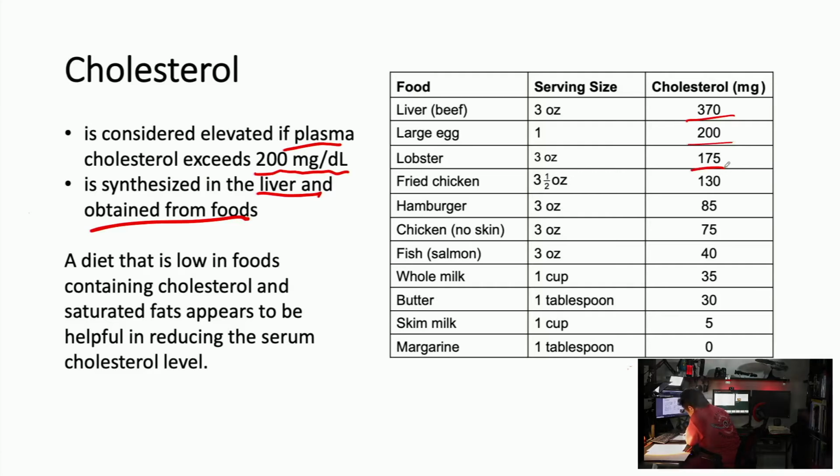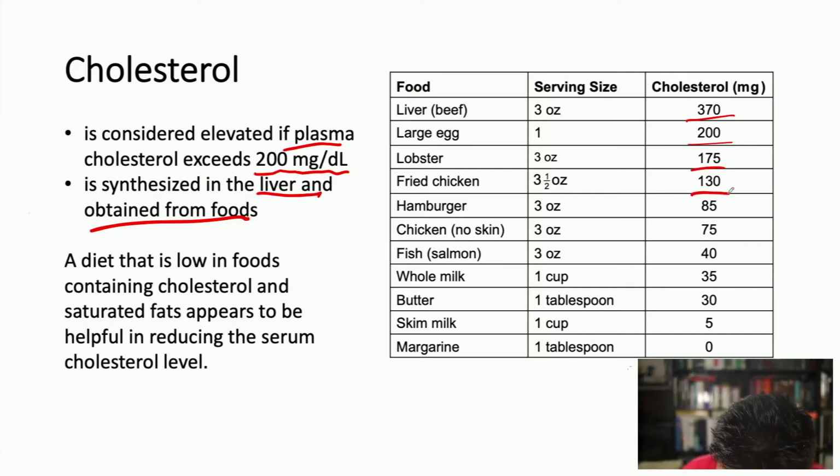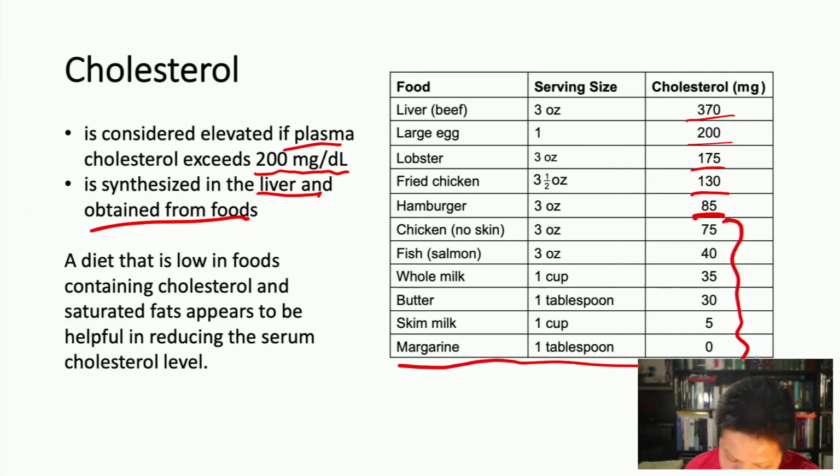Lobster less. Fried chicken, oh my gosh, I didn't realize fried chicken had less cholesterol than meat and eggs. A hamburger even has less. Chicken with no skin and fish, salmon, they're all very low in cholesterol, right? Skim milk only has 5. Margarine has no cholesterol, but butter has cholesterol in it, right? Because it's the milk and the butter. Margarine's mostly made of oil, if you recall, right?